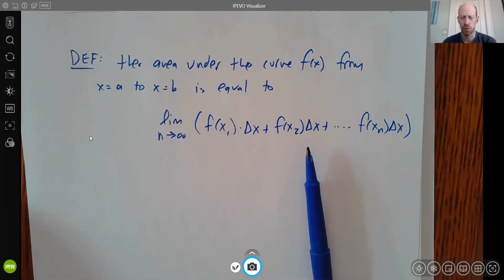So I still have some work to do here to actually come up with something to calculate, but I hope that we understand what this is telling us. Are there questions about this? Is this believable that this expression would actually give us the area under the curve?